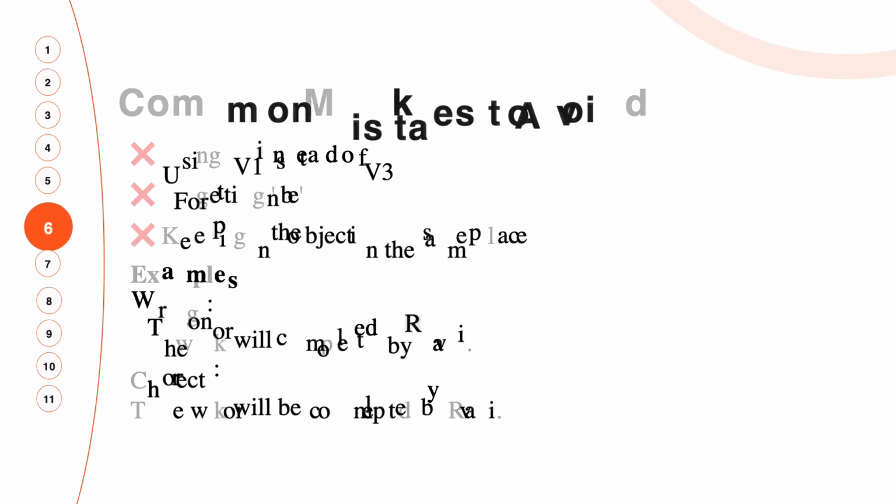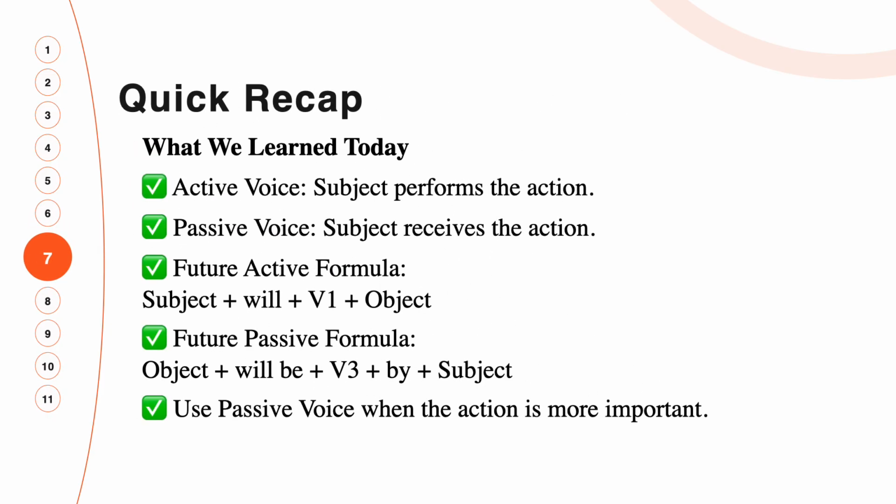Now let's move on to a quick recap. What we learned today: active voice, subject performs the action; passive voice, subject receives the action; future active formula, which is subject plus will plus version 1 plus object. Now future passive formula is object plus will be plus version 3 plus by plus subject. Use passive voice when the action is more important.